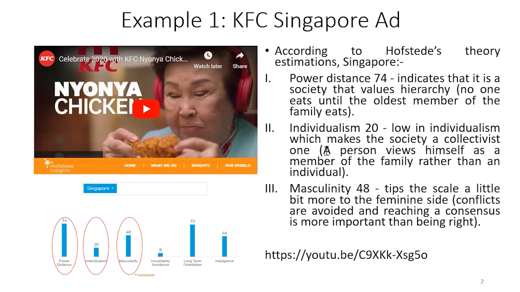That's the power distance. The individualism score is low, meaning it is a collective society. Persons view themselves as members of families rather than individuals, which is why they eat together. And the masculinity is 48. It's a little bit on the feminine side, which means conflicts are avoided and reaching consensus is more important than being right.